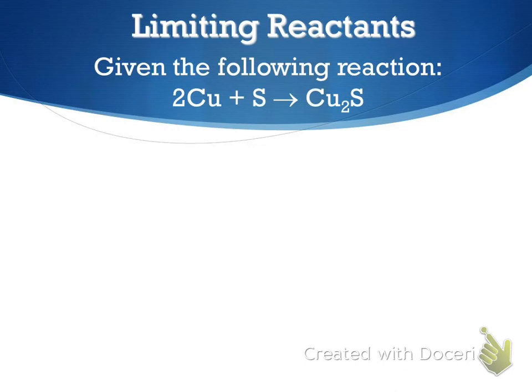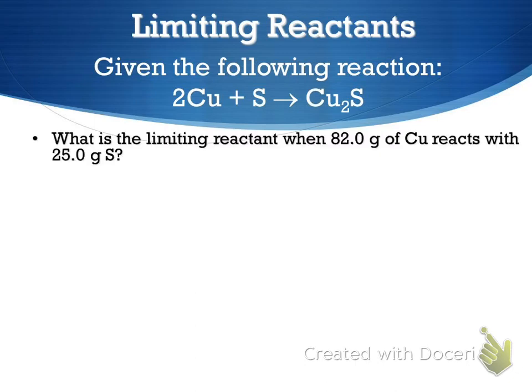All right, let's try this one. What's the limiting reactant when 82 grams of copper reacts with 25 grams of sulfur? We can't just look at the starting amounts and say, oh, the smaller amount of grams is going to run out first. That's not always the case. It has to do with what their molar mass is and the mole ratio within our problem. So it's a little more intense than that.